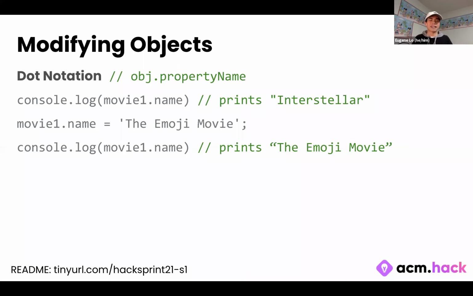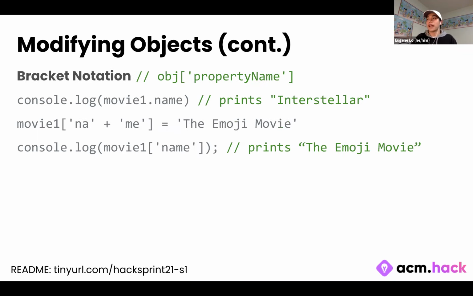So let's say I'm hacking Netflix for some reason, and I want people to be convinced that the Emoji Movie got a rating of 8.6. And by the way, it's not this easy to hack Netflix, so don't try. You can update it by doing movie1.name equals the Emoji Movie. So now once we print out what the value of movie1.name is, it'll in fact give us the Emoji Movie.